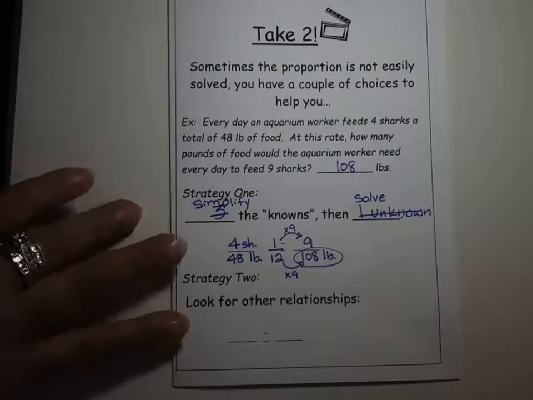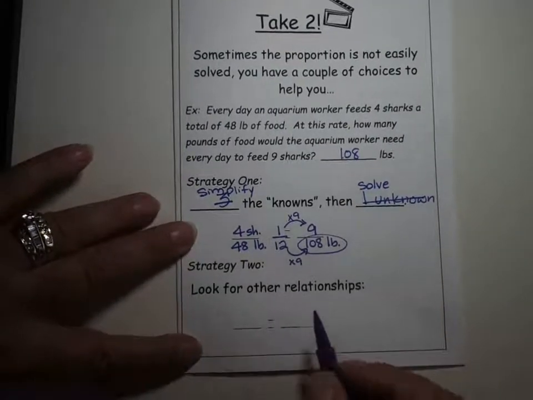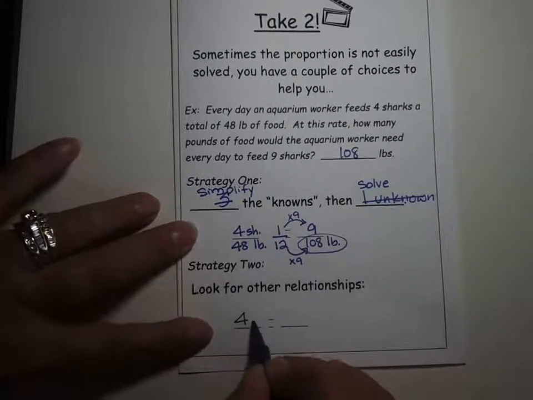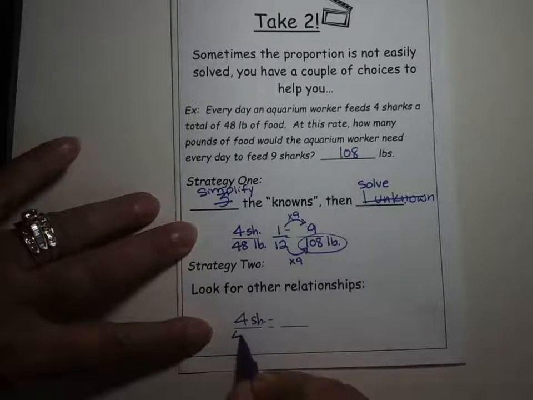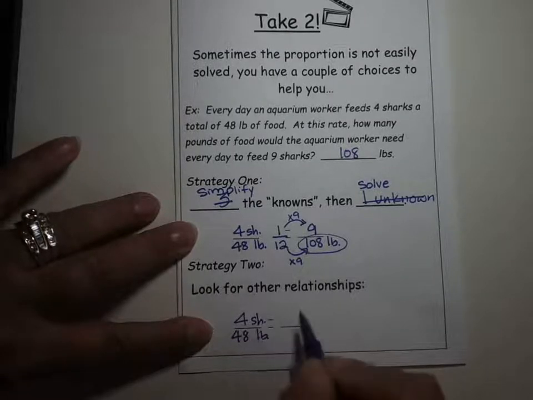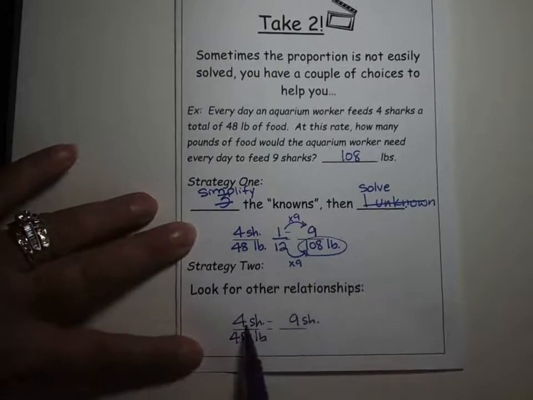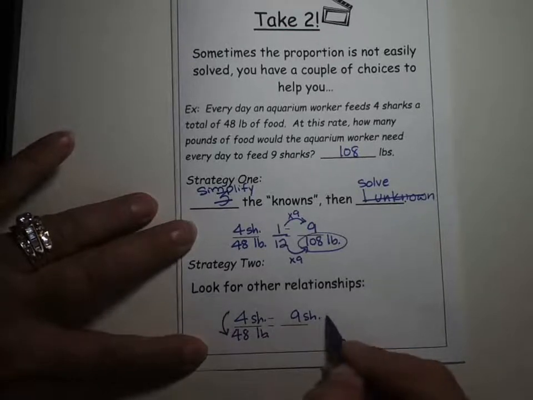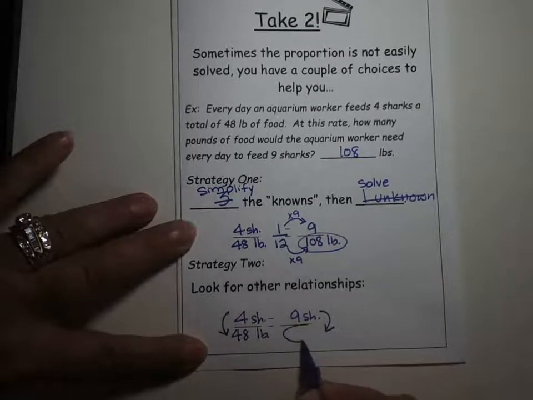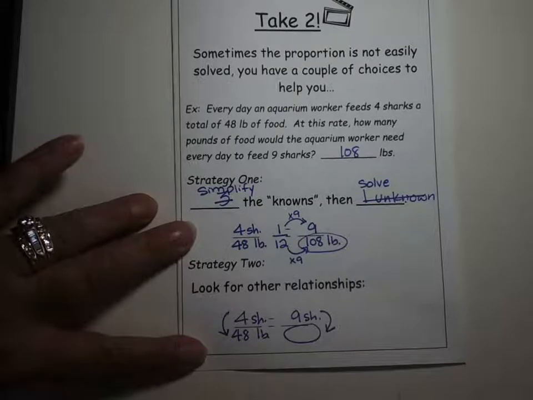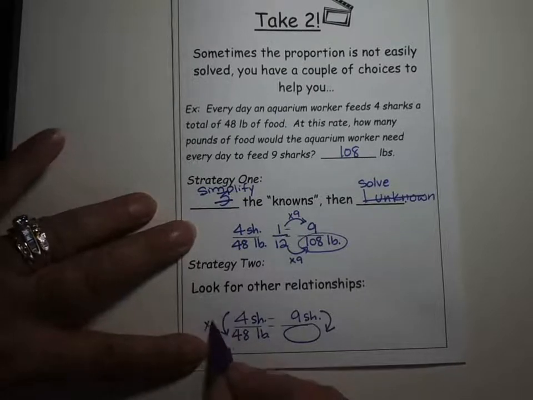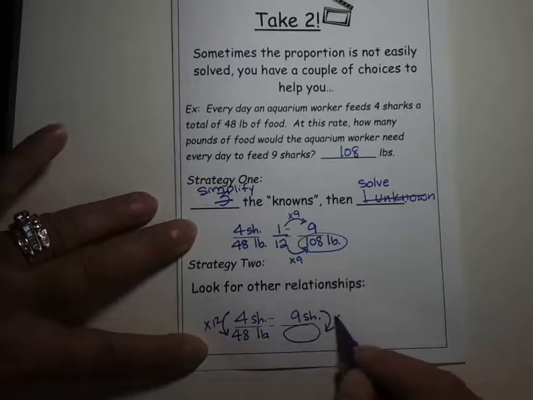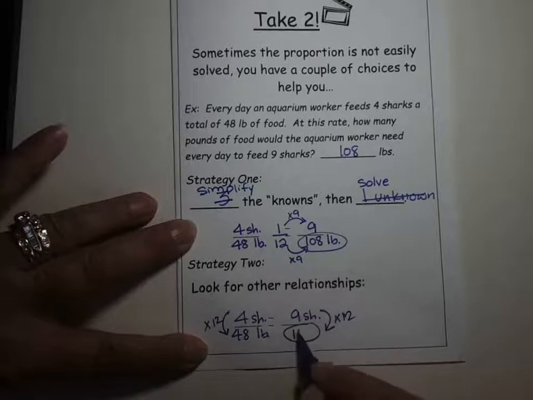Now, the other way, which is what I was going for earlier: 4 sharks, 48 pounds of food, and 9 sharks. Okay, instead of going side to side the whole time, we can go like this. As long as these arrows point towards the unknown, we can do that. So 4 times 12 is 48, and 9 times 12 is 108.